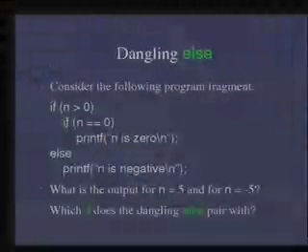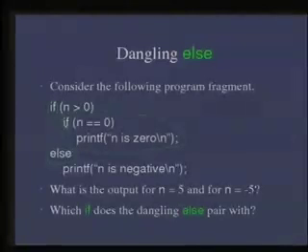But suppose this else were to be associated with this inner if. What would happen in that case? Now suppose again that the value of n was 5. So when we evaluate this condition, that of course evaluates to true. So we have to now execute the statement in the if part, which is now this entire if-else statement.